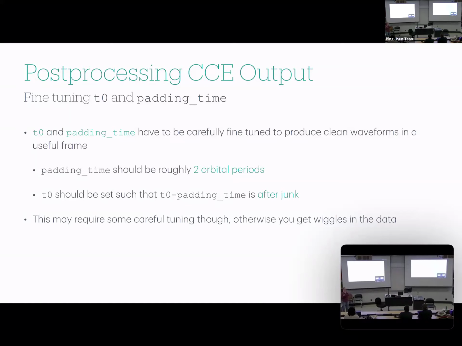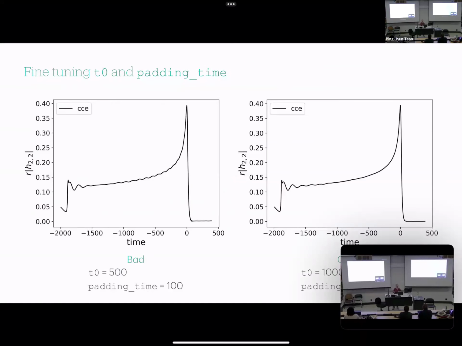Because essentially, T0 is the center of your window, and then it goes T0 minus padding time, T0 plus padding time, and that's what it does the transformation over. So you want that to be after junk, and a total of 4 orbital periods essentially for that whole window. And this can require some careful fine tuning. Otherwise you get wiggles in the data. And so I wanted to show you what those wiggles look like.